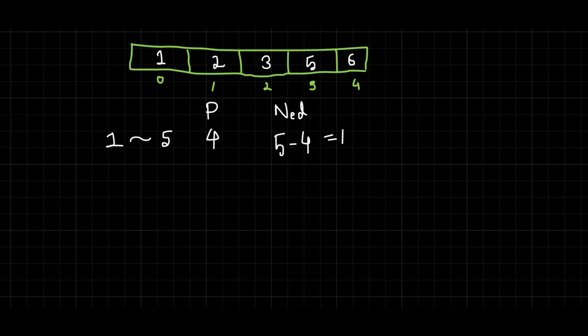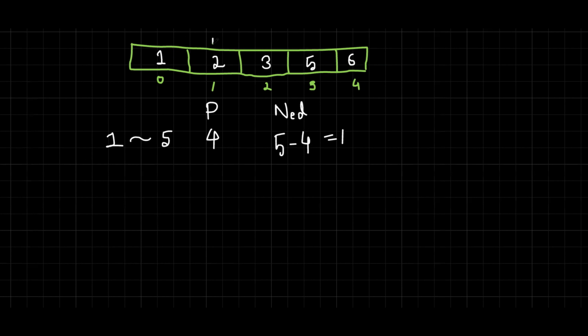Because let's see, for the range 1 to 5, these elements are present: 1, 2, 3, and 5. Now, if we make this 6 to 4, that means we have made one operation, then the array will become continuous. In that case, 1 and 5, and their difference will be equal to 4. So here, for the range 1 to 5, the value presented is 4 and the operation needed is 1.